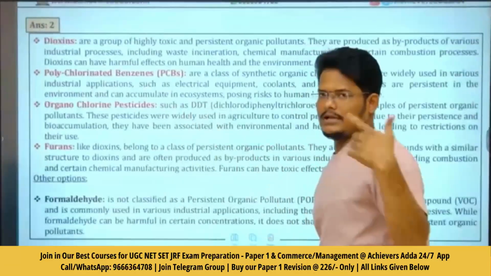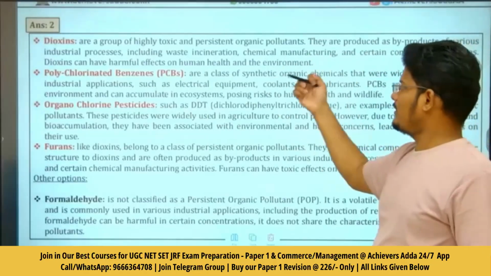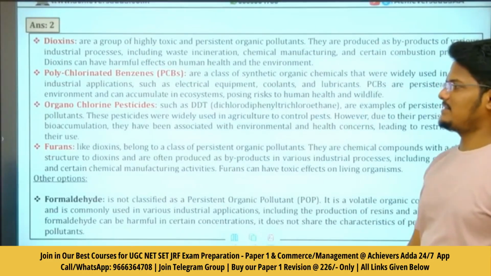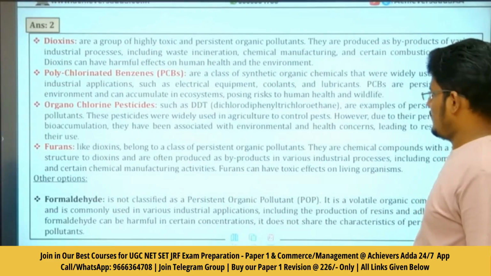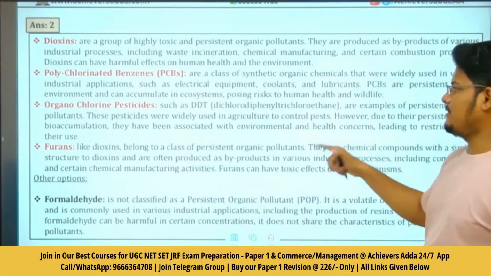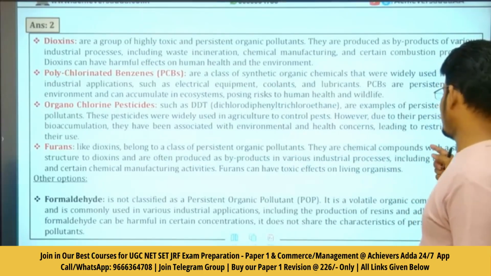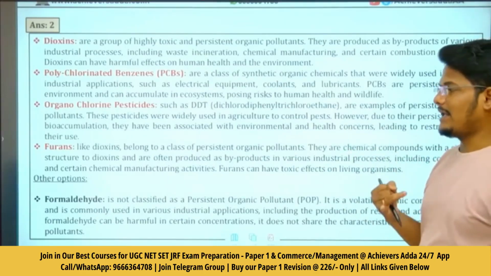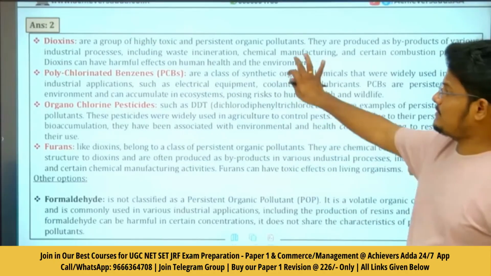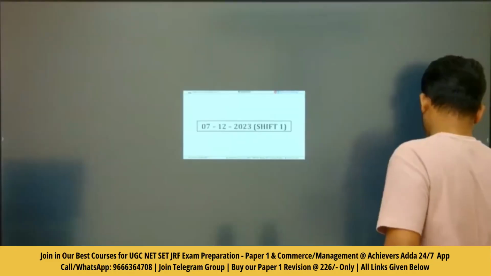First, dioxins. Just now in the last question it was there. It is a chemical generally. Polychlorinated benzene is a type of synthetic organic chemical that was widely used in various industrial applications. Next, furans is a chemical compound similar in structure to dioxins. It is produced as a byproduct in various industrial processes, including combustion and chemical manufacturing. That's why both are from the industries only, chemical industries, that too manufacturing chemicals.